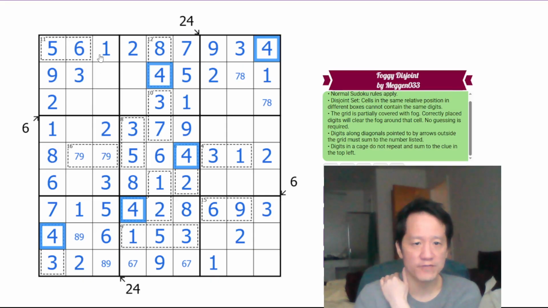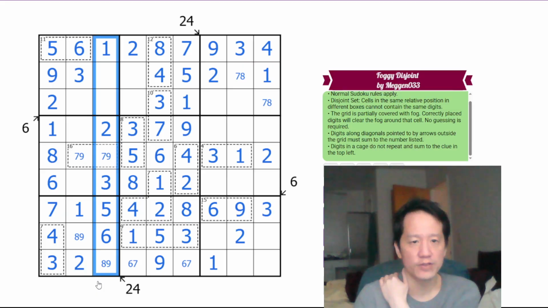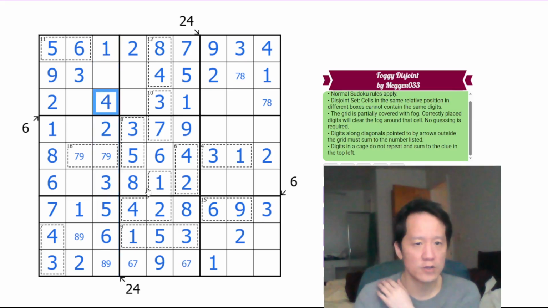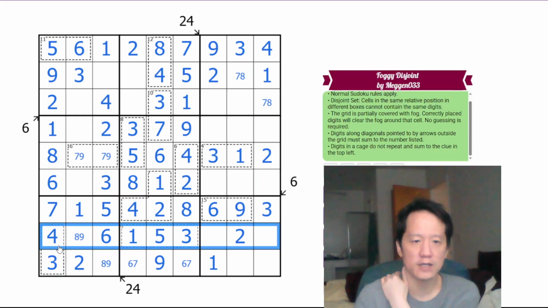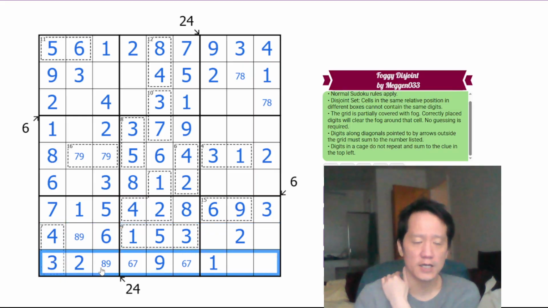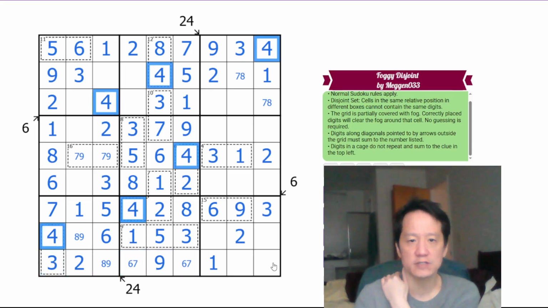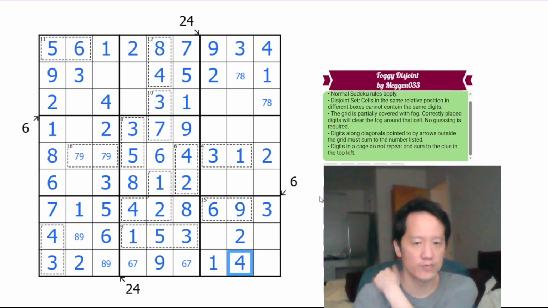Well, where is the 4 in column 3? Can't be any of these. Can't be here, can't be here. This must be the 4. Unfortunately, I think that's... Oh, okay. Where is the 4 in row 9? These are eliminated by the 4's in the boxes. This is eliminated by this 4, and this has to be a 1. Therefore, this must be a 4.